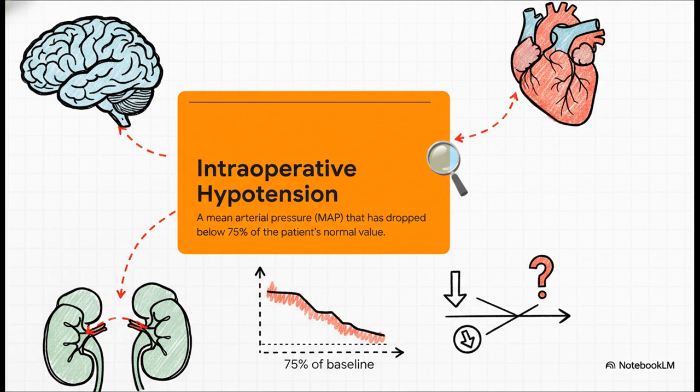The key word there is usual. It's not about some random absolute number. It's a relative drop for that specific patient. It's all about keeping their brain, their heart, and their kidneys perfused.